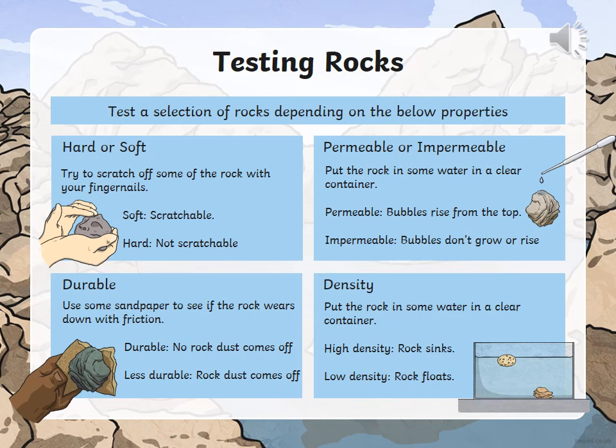So please remember to get all of your equipment ready for Wednesday, and we will do the testing. So try and find as many different types of rocks as possible.